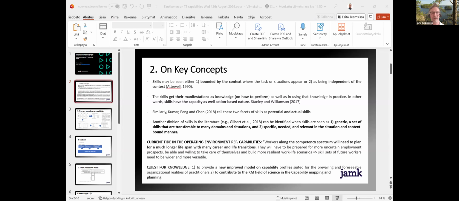So the original task I set myself is whether we could provide a new improved model on capability profiles, and how we could contribute to the knowledge management field of science when it comes to capability mapping and planning for capabilities. And this is a bit of the history that you most likely know. How have we got this far? We started with the I-shaped people.